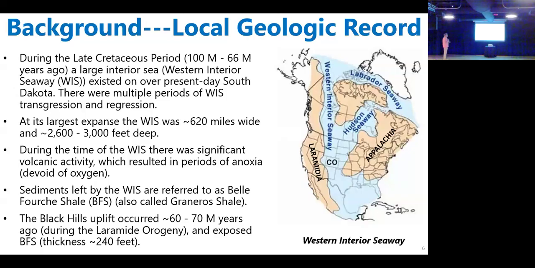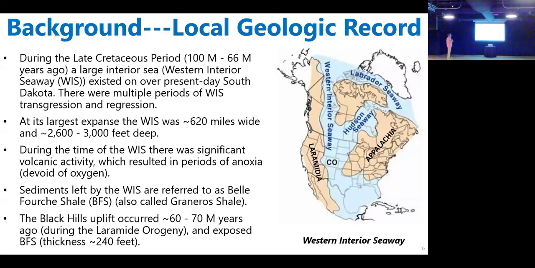Now we're going to go way back in time, and I'm very dangerous here. I've got geologists in the audience, so I have to be careful. But during the late Cretaceous period, we're talking 100 million to 66 million years ago, there was a large interior seaway over present-day South Dakota. So we were in the middle of this seaway that came down through the present-day United States. Its widest expanse is about 620 miles wide, about 2,600 to 3,000 feet deep. So it was pretty massive.